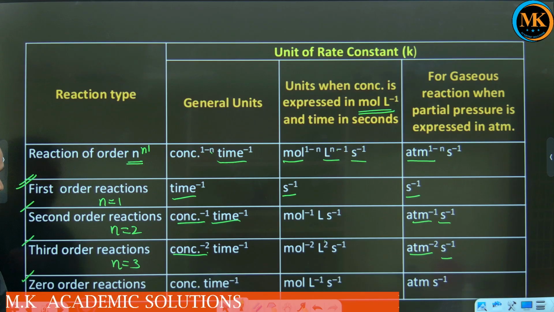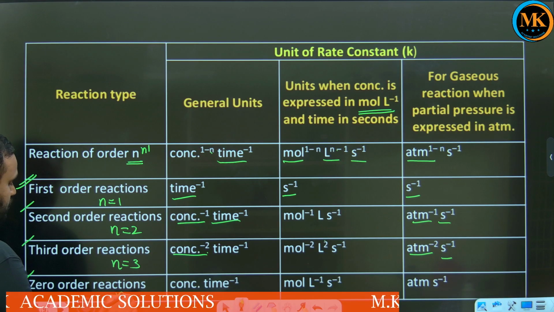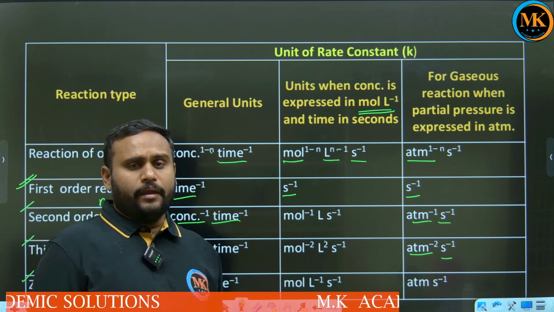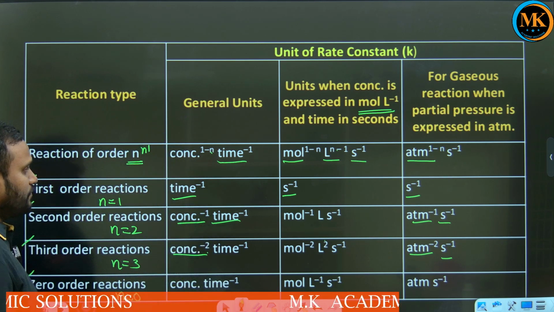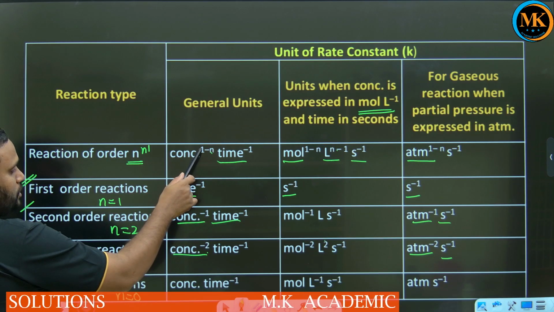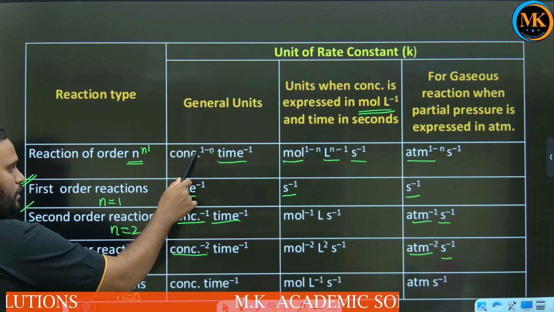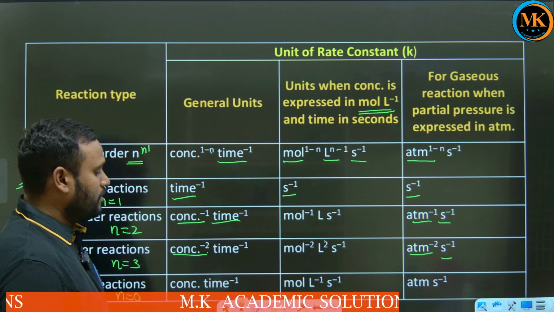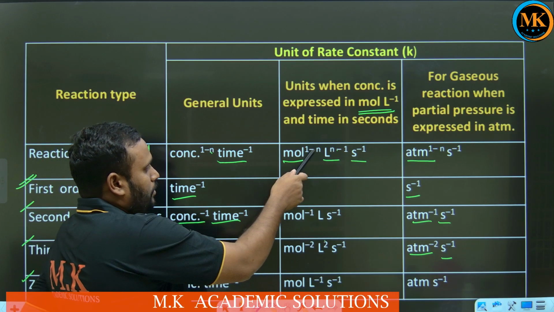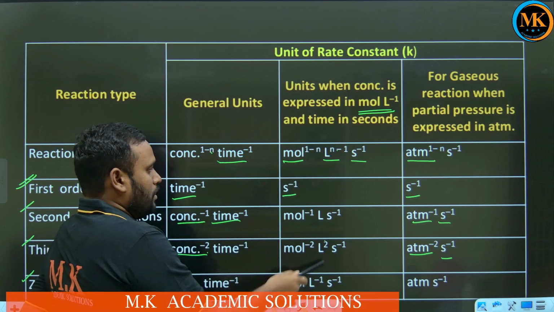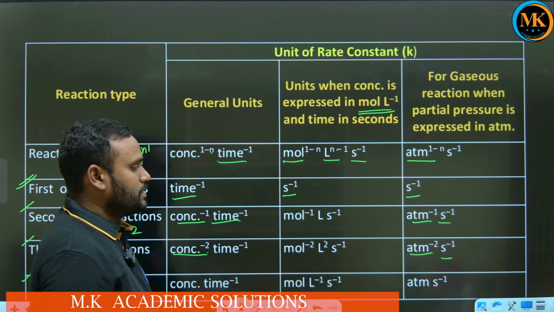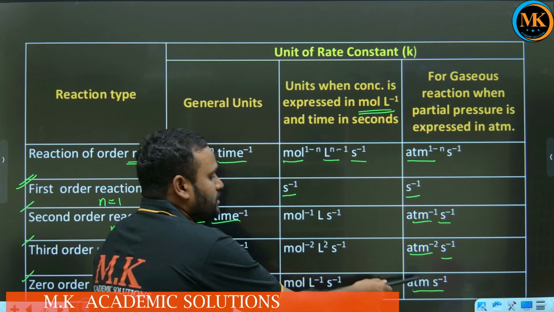Next, if it is a zero order reaction, what does it mean? n equal to 0. So in case of n equal to 0, concentration power 1 minus 0, that is 1 only, concentration into time inverse. And here mole power 1 minus 0 is 0, so 0 minus 1, minus 1, liter power minus 1 per second, and here atm per second.